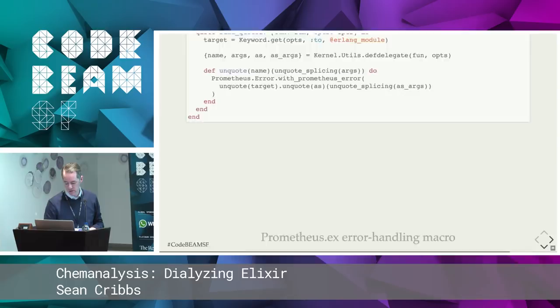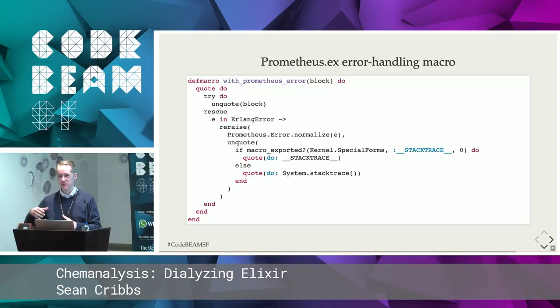We're on Brian's fantastic voyage. We're going down into the depth of the beast. So in this with Prometheus error macro, its job is to intercept exceptions that the base Prometheus Erlang library generated and turn them into Elixir exceptions that are specific for Prometheus. There's this normalize function in the rescue clause that takes whatever Erlang error was emitted and turns it into the Prometheus error. There's some stuff down here that you don't have to care about, like OTP versions and that stack trace macro.